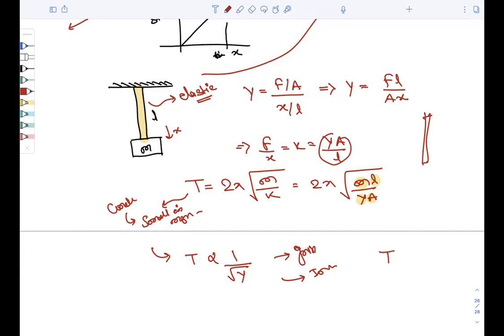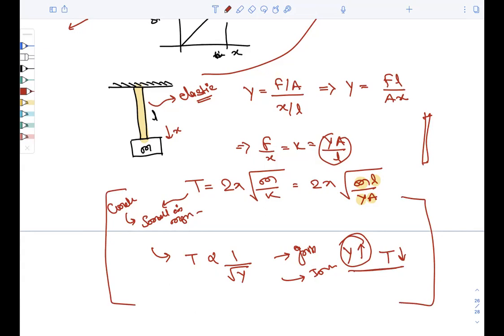So if Young's modulus is higher, time period will be lesser, right? Young's modulus higher means it is more elastic. That means it can retain its original shape in a better way than the other, right? So all those points can be written in the conclusion, right?